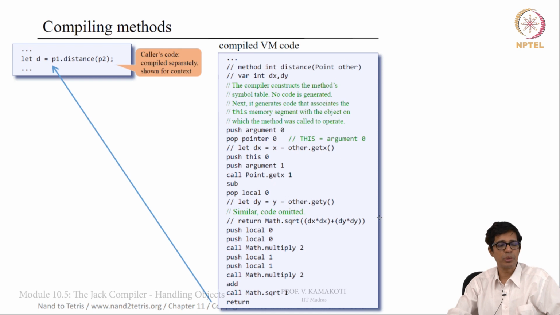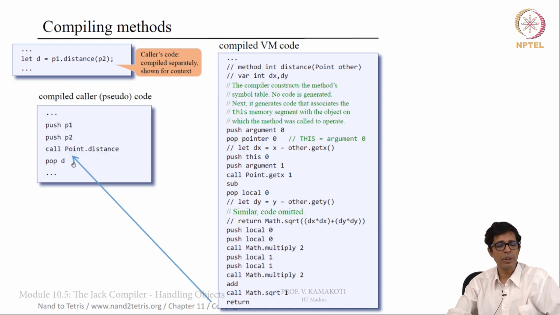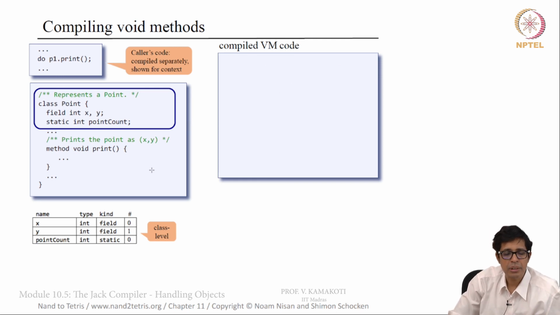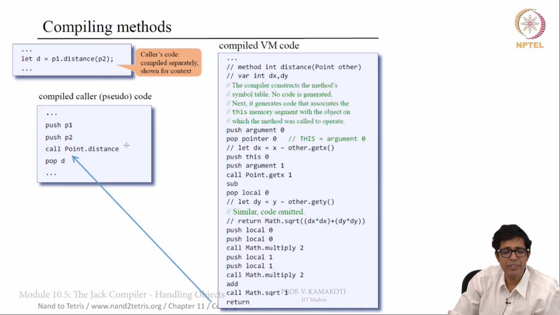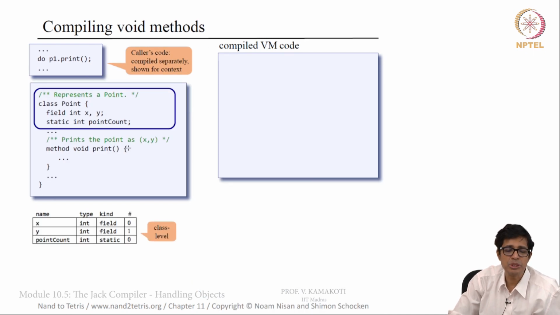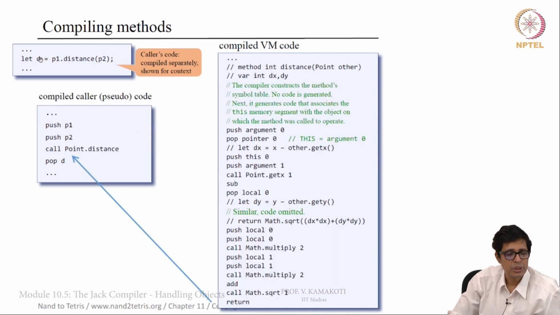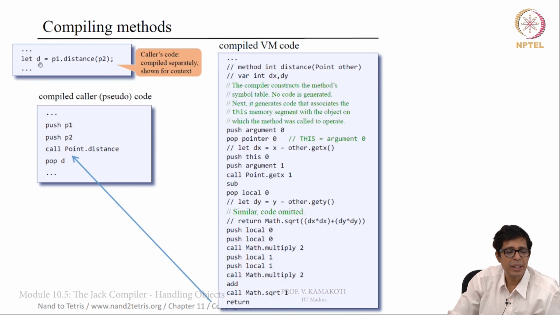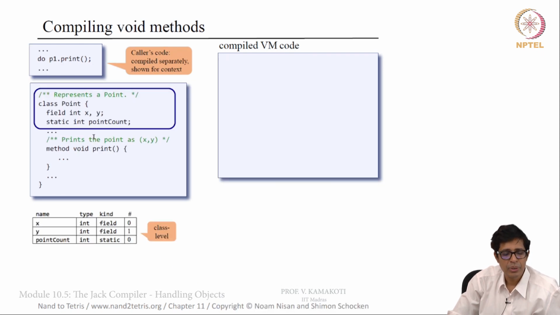And the return value goes back, so call point dot distance, that return value goes back, and then I pop it onto D. So D gets the distance between these 2 points. But these are methods which have a return value, and there are methods which do not have a return value, which we normally call using do. So the do statement works with methods which do not return anything, while let statements work with methods which return something.